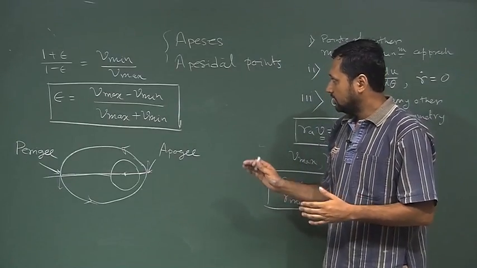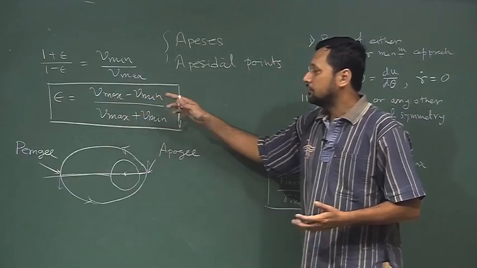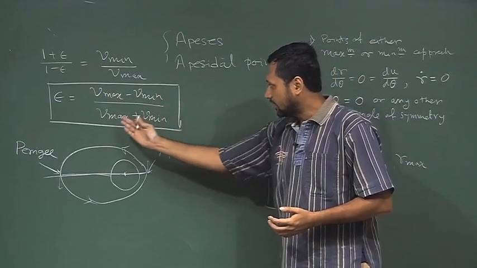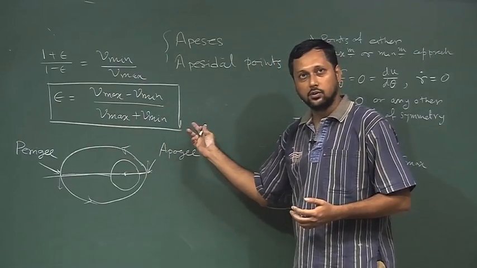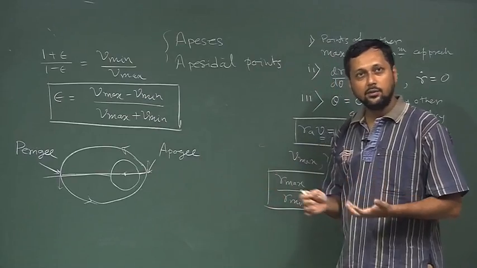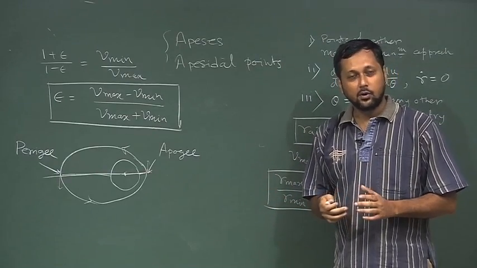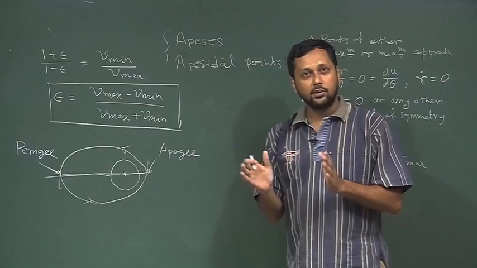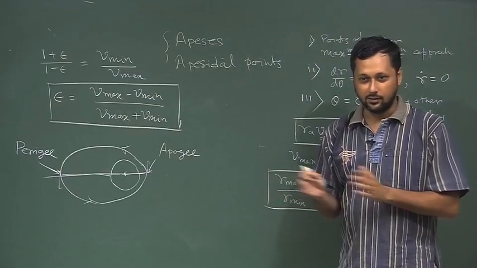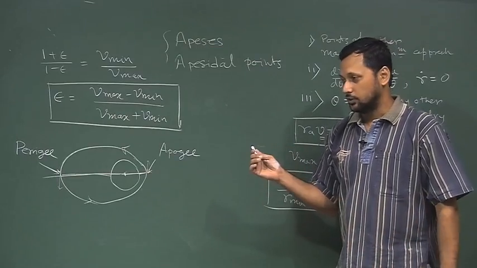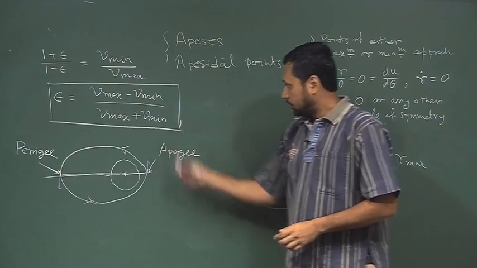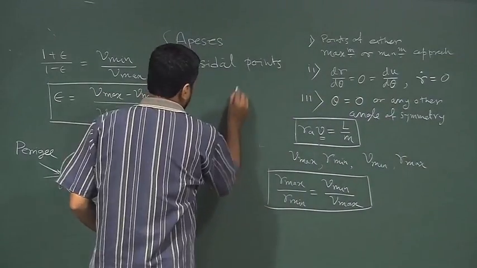Also, we see that if v_max is equal to v_min, then what happens? Then this term vanishes and we have epsilon equal to 0, and that essentially means there is a uniform velocity, and that is exactly what happens in a circular orbit. In a circular orbit there is only one velocity possible. If it is under central force, we will see that later in more detail, there is only one velocity possible and it comes with an eccentricity of 0.